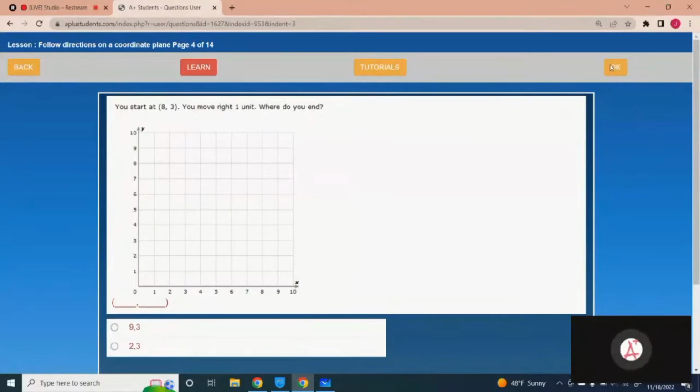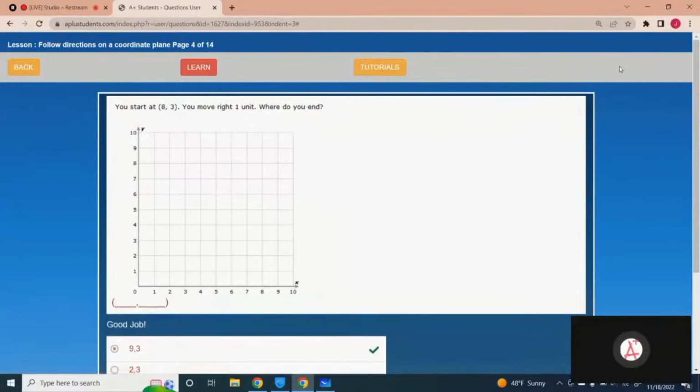Okay, you start at 8, 3. You moved right 1 unit. Where do you end? So you moved right. That means you have to add 1 to the x value. So it would be 9, 3. Very good.